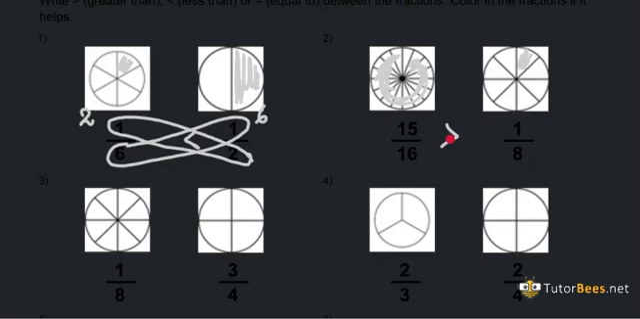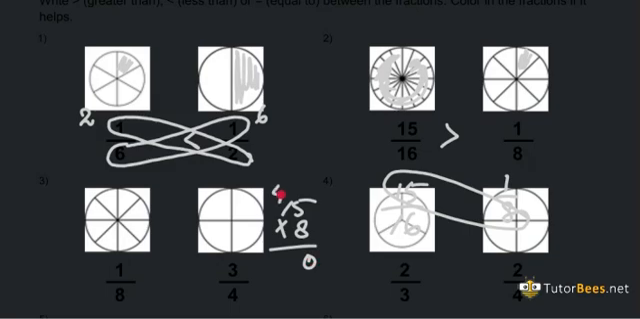And if you use the butterfly method, you will do 15 out of 16. I'm going to write it here just to see it clearly. So let's multiply 15 times 8. 15 times 8, 8 times 5 is 40, and 8 times 1 is 8, 8 plus 4 is 12. So that's 120. And then 16 times 1 is 16. So 120 is greater than 16. So 15 over 16 is greater.